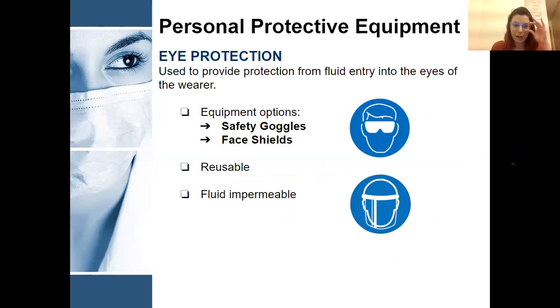So moving on to eye protection. It's used to provide protection from fluid entry into the eyes of the wearer. Our equipment options here are safety goggles and face shields. They are both reusable and they are both fluid impermeable.